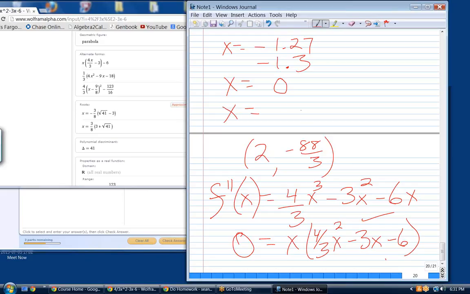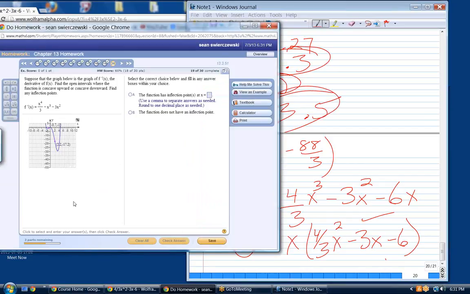Should be 3.5. Yeah. Okay, so here's our zeros. Minus 1.3, 0, and 3.5. Minus 1.3, comma 0, comma 3.5. That it?